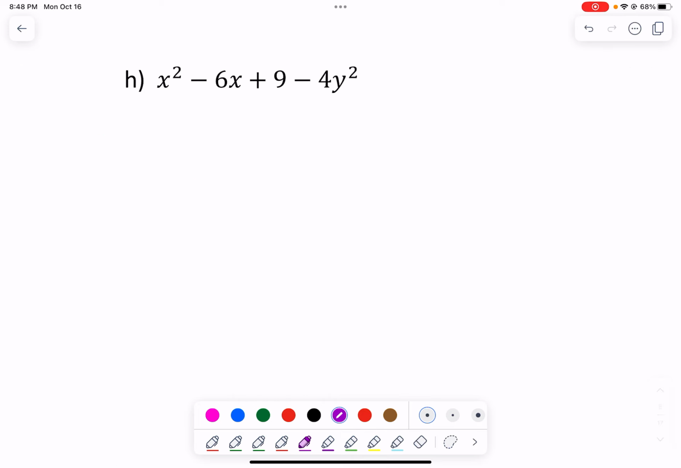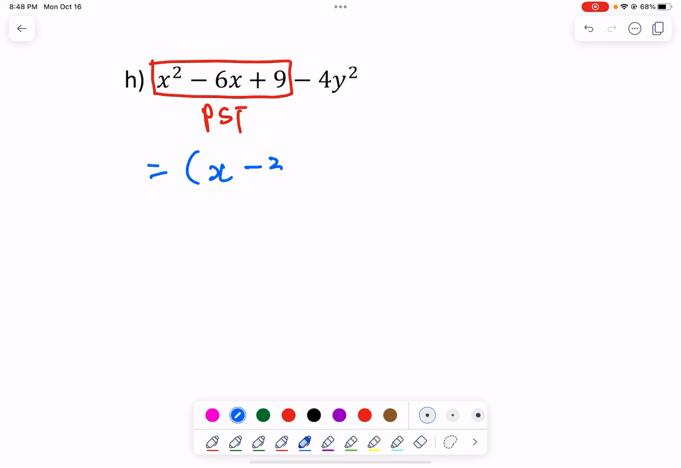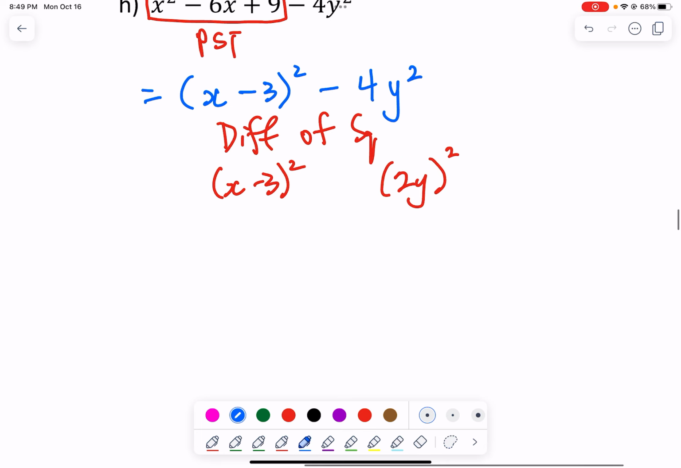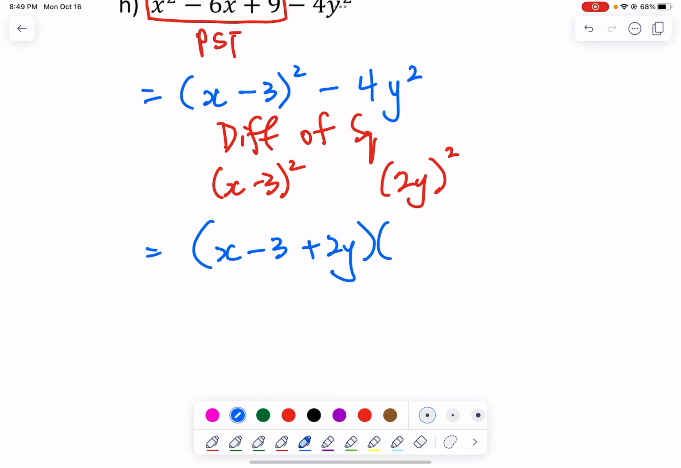H. Two different letters. But I notice that this is a perfect square trinomial, that this can actually be written as x minus 3 squared minus 4y squared. And now it's become a difference of squares, where, just to make it obvious, a is going to be x minus 3, and b is going to be 2y. So when we write this out, a plus b, so x minus 3 plus 2y, and then x minus 3 minus 2y.